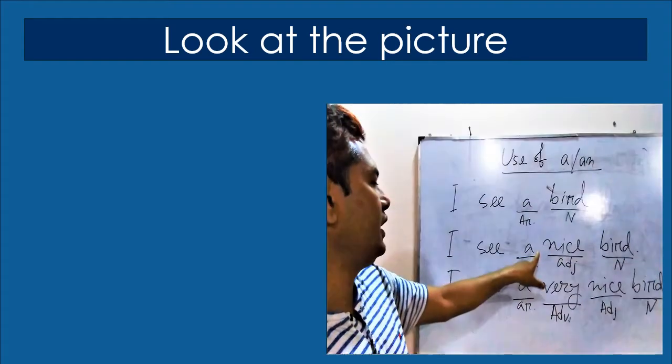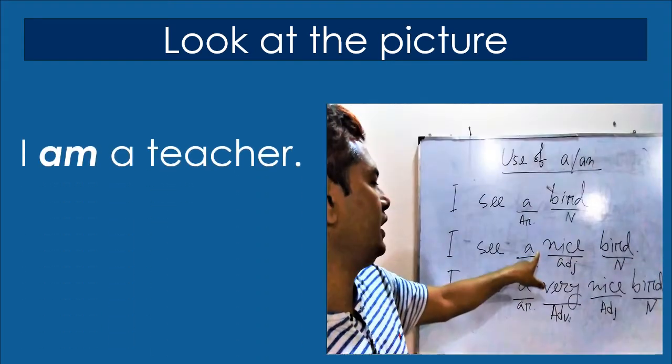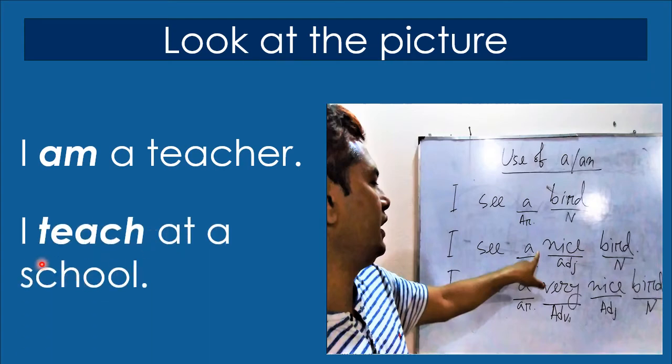Okay, look at the picture. I am a teacher and I teach at a school. In the first sentence, the verb is a V verb. What does the verb describe? Does it describe an action or does it describe a state?